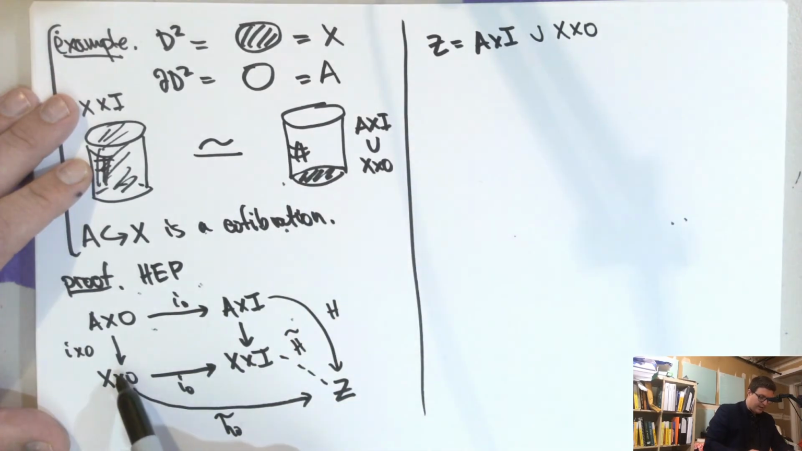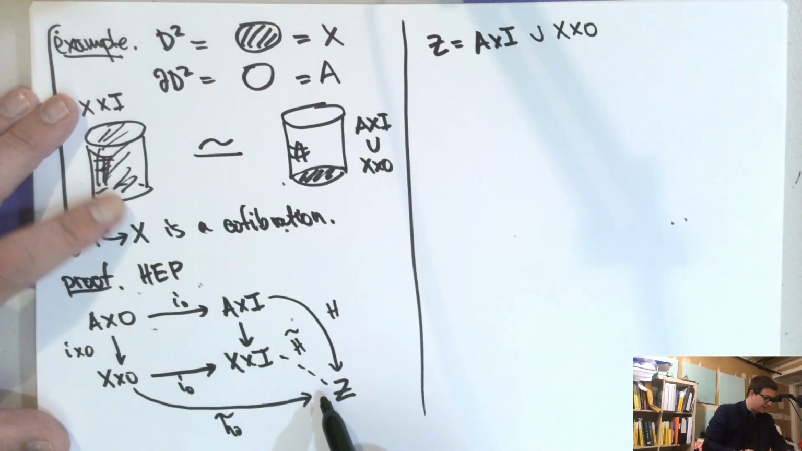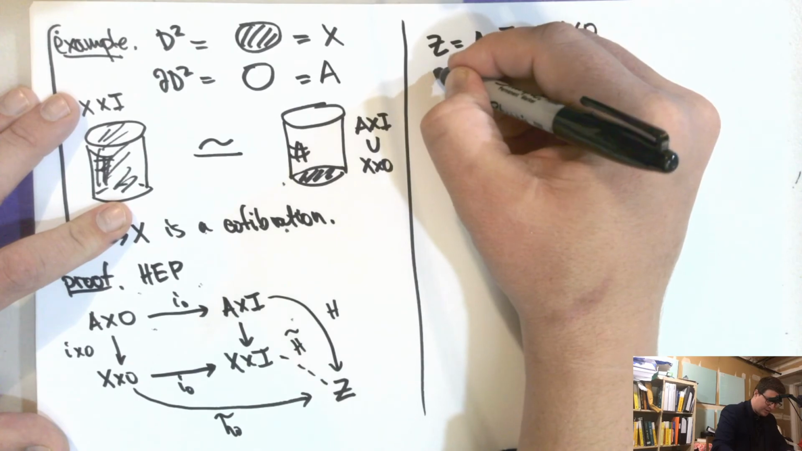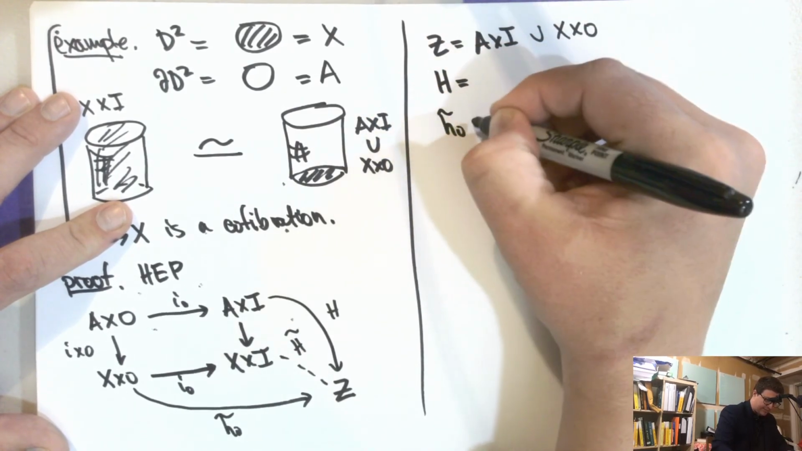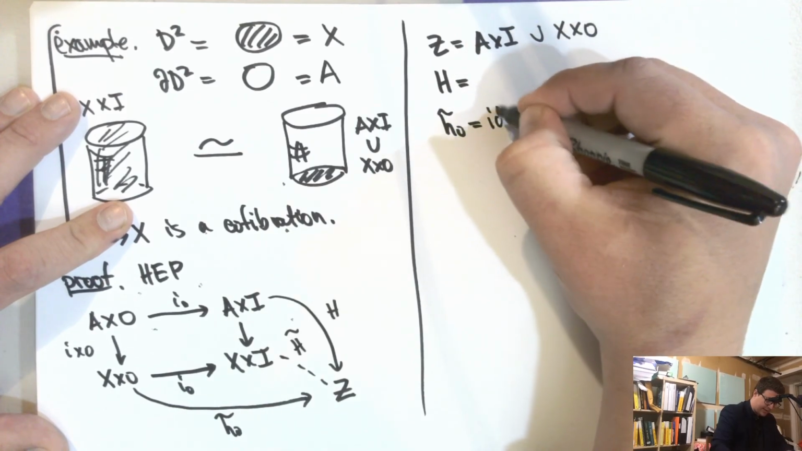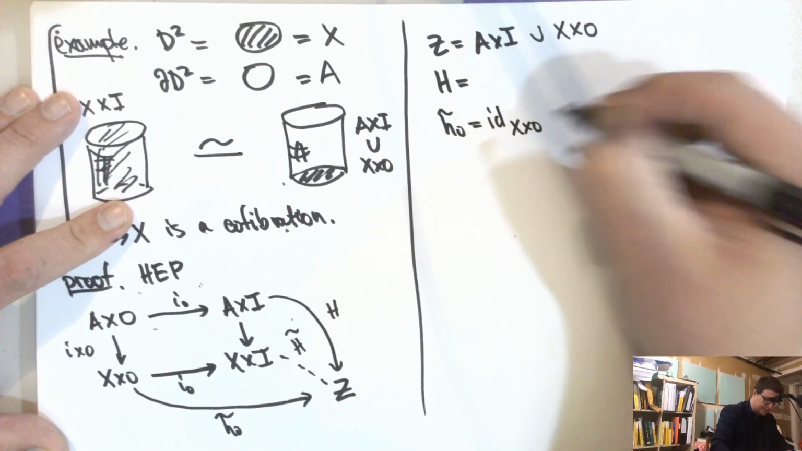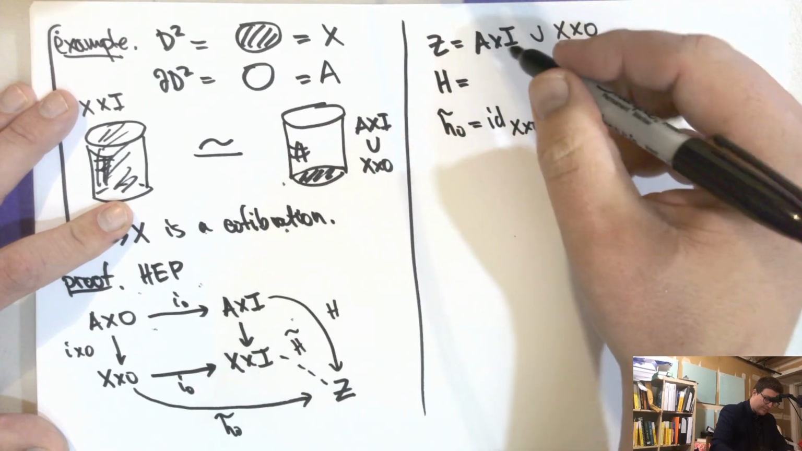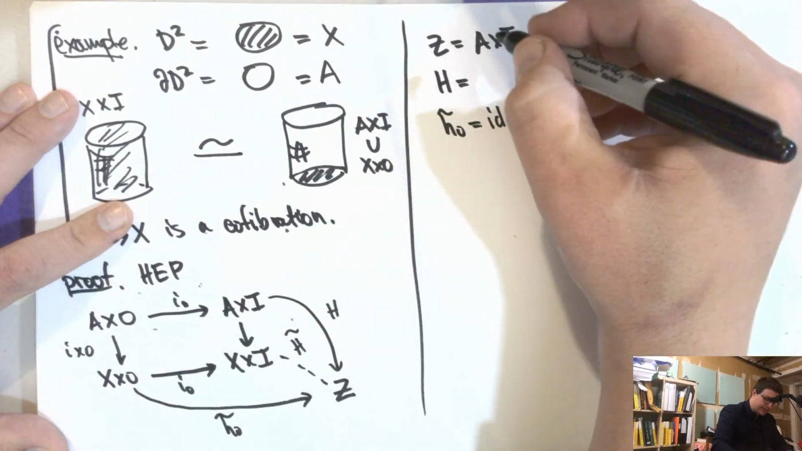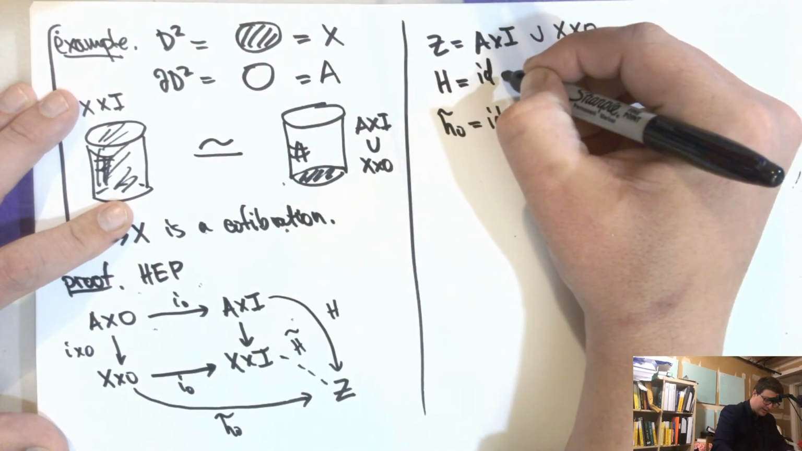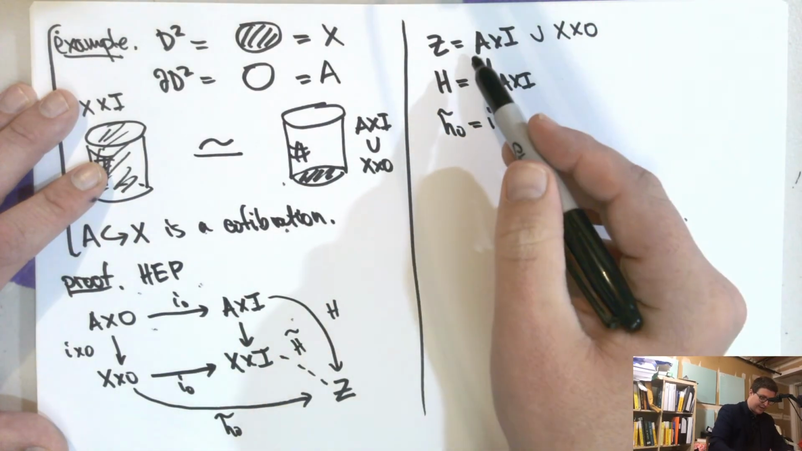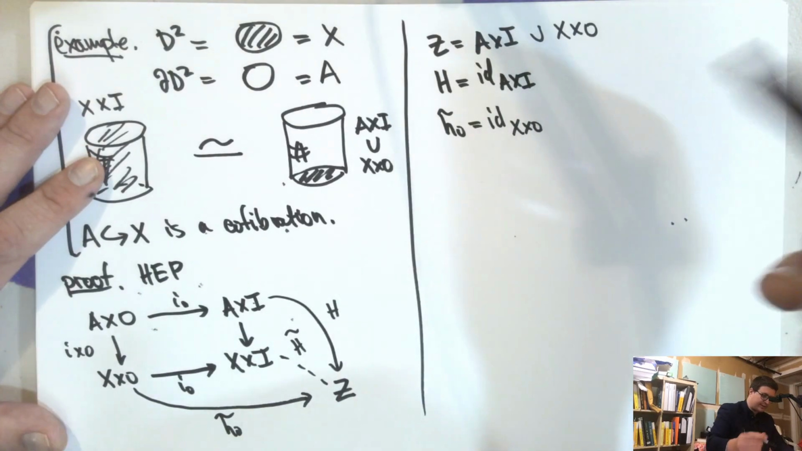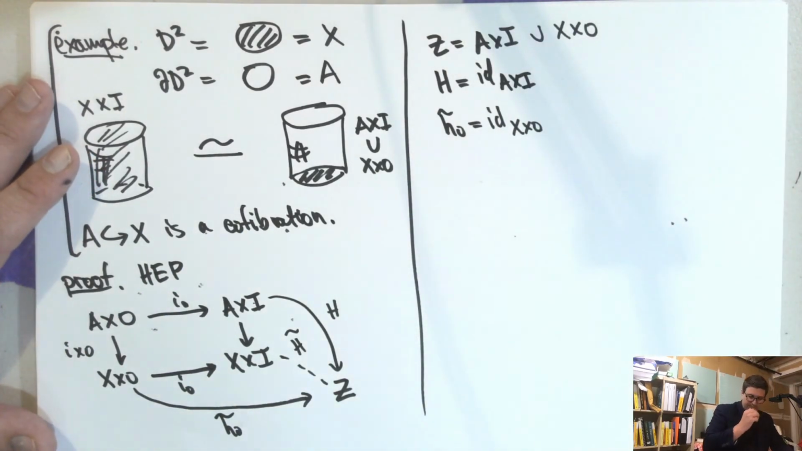This bottom includes into it as the identity. So H is, well, H0 tilde. This is the bottom piece, so this is the identity on X cross 0. This thing here is going to be the identity on A cross I, so this just includes inside this space, like so. So this is the mapping cylinder.